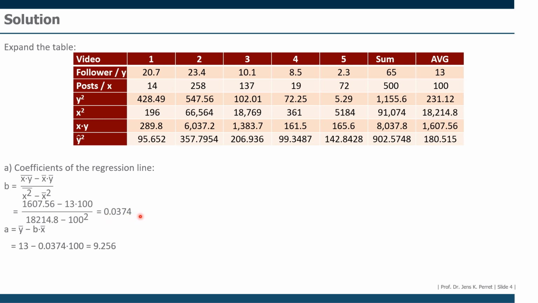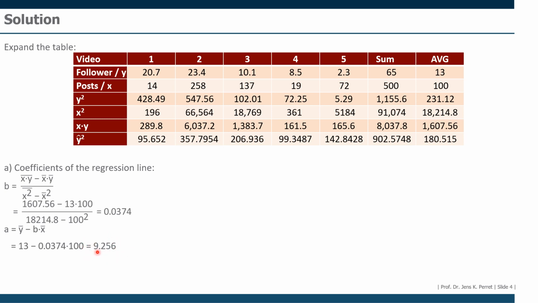So I would have around 3,740 more followers per post. That would be more or less what I can make out of this. Also, if I would not post at all, meaning my posts would be 0, the x would be 0, then I can assume to still have, on average, this many followers.